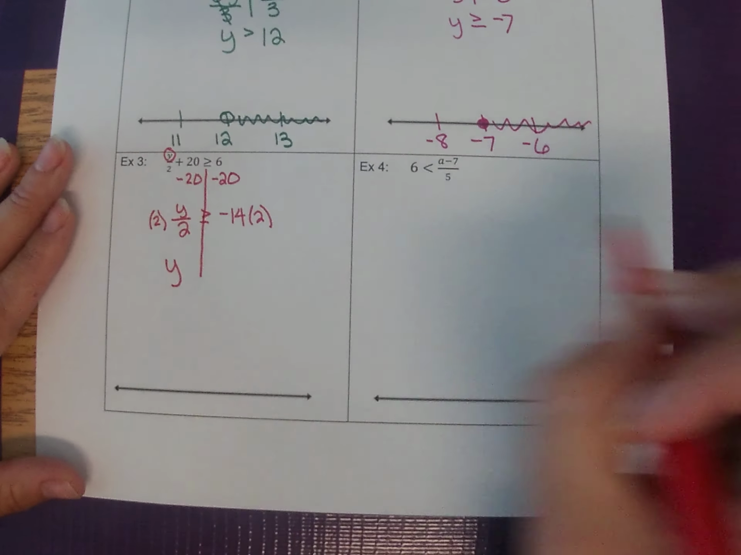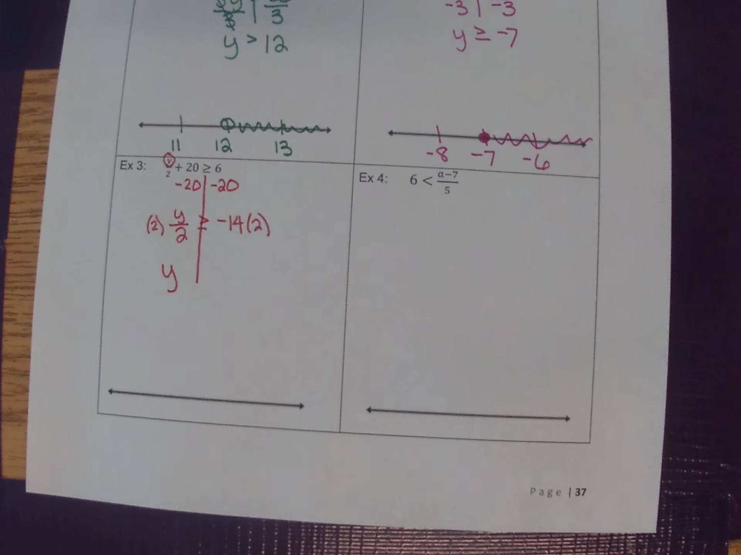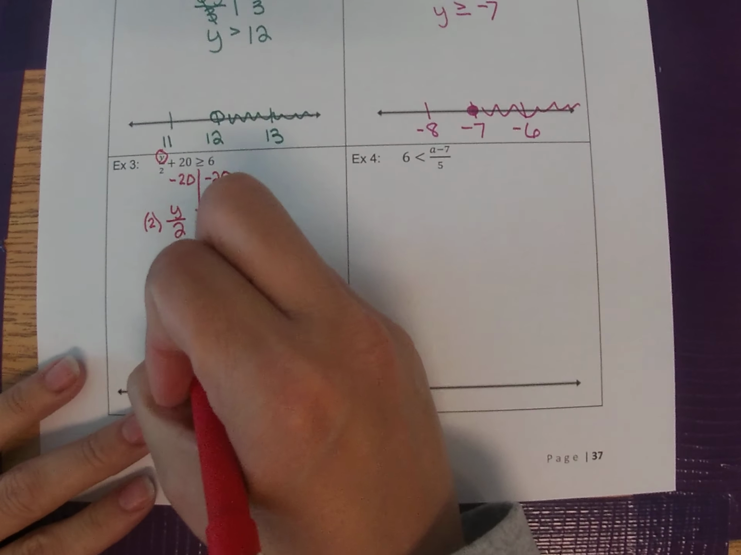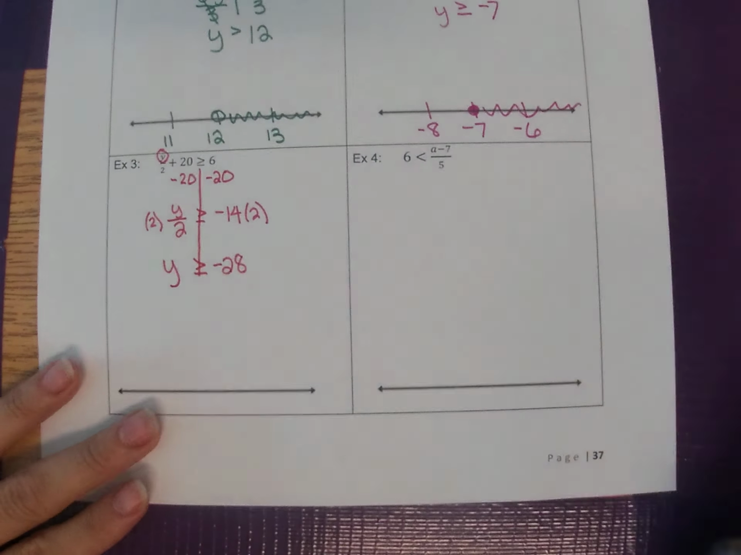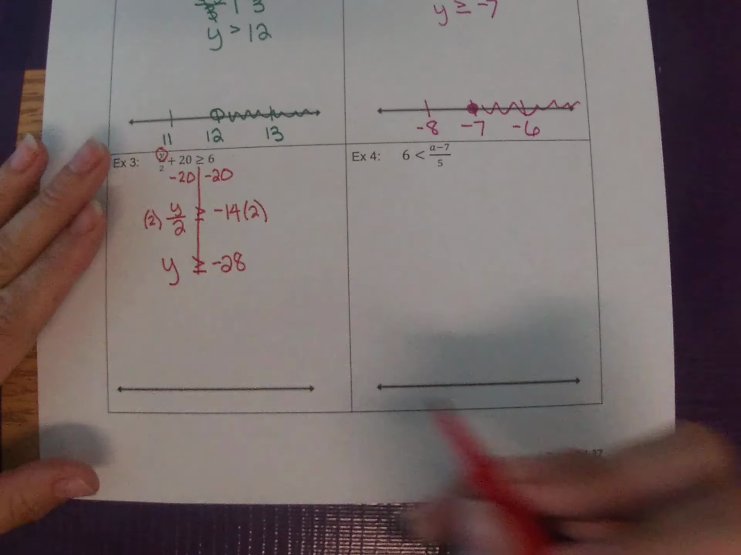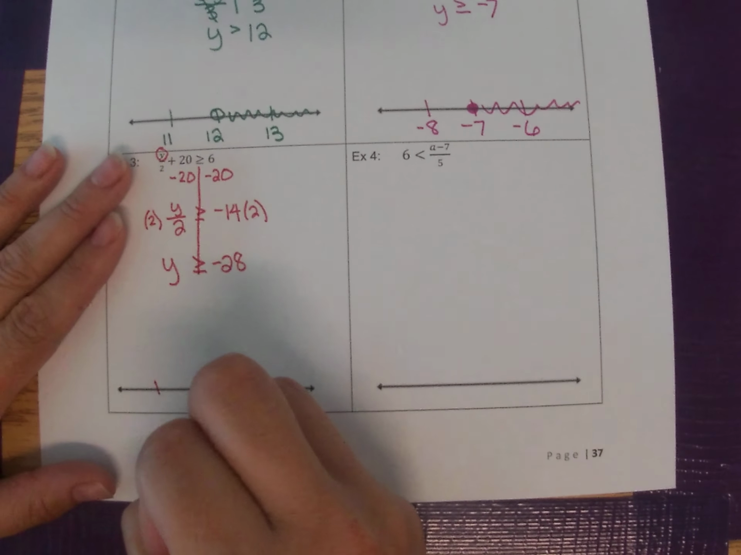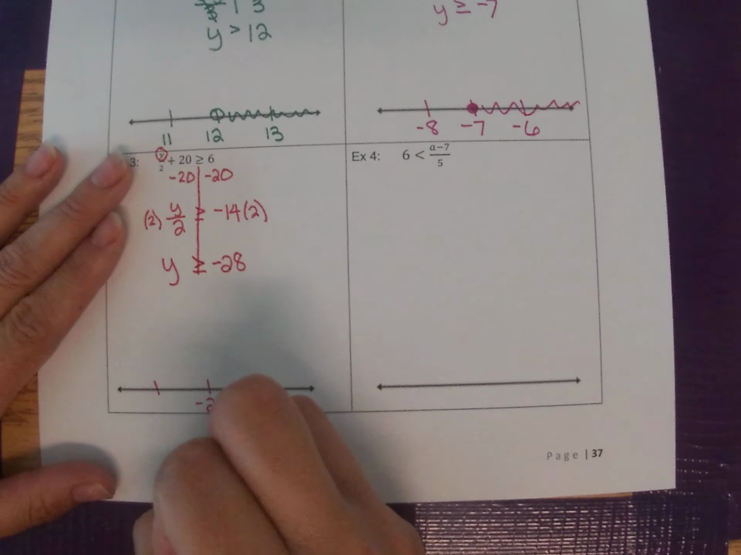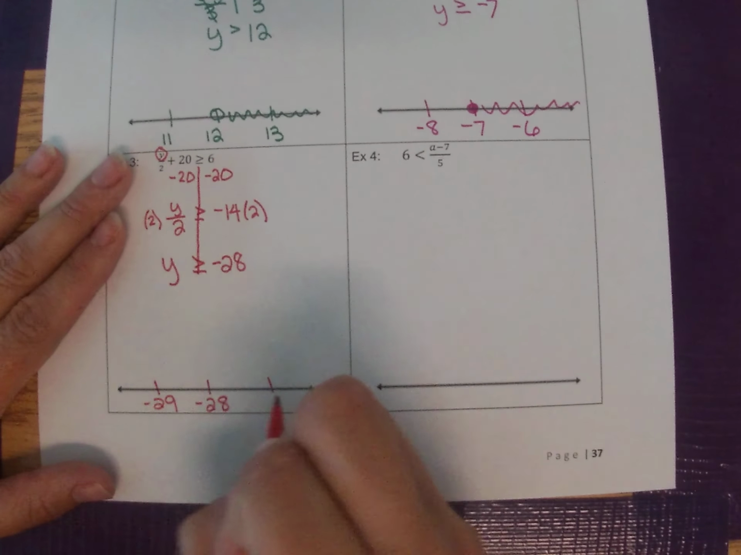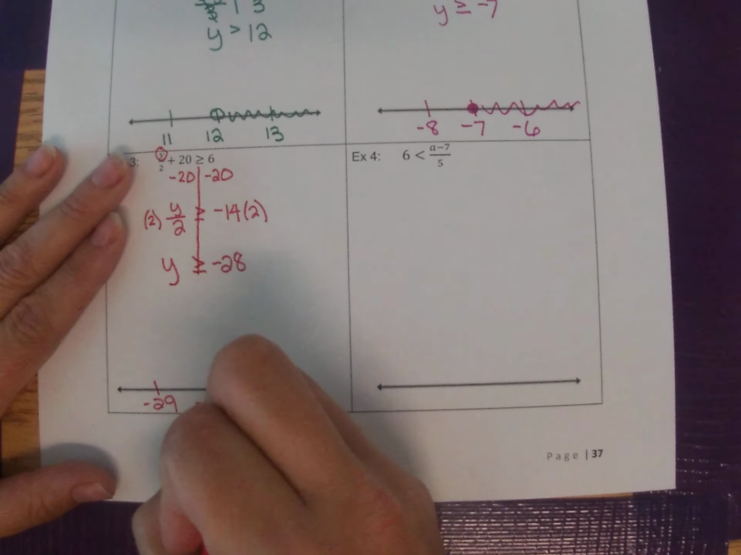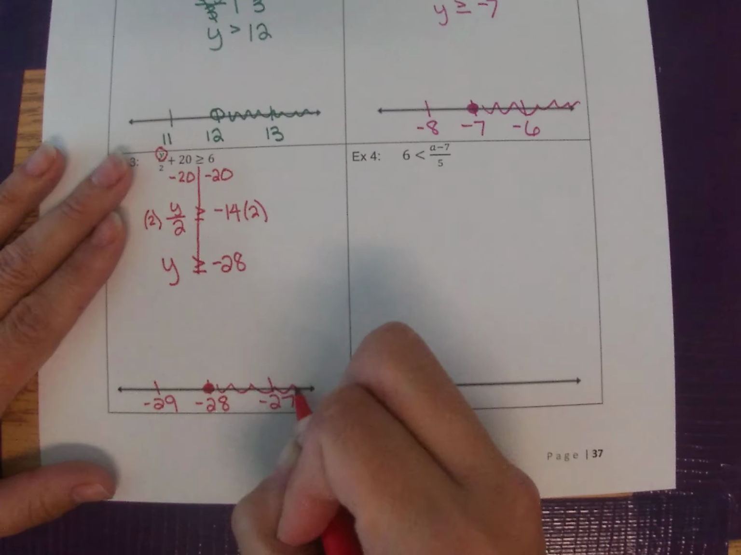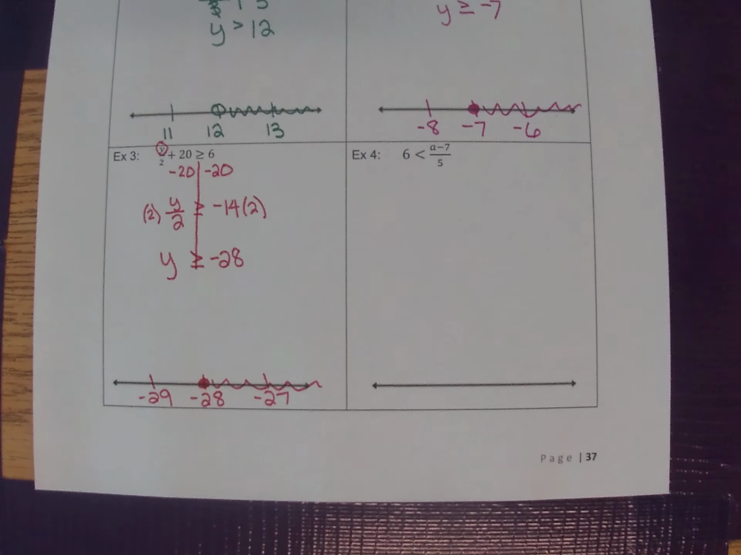Now this is that tricky one we were talking about. There is a negative involved, but it's not the number we're multiplying by. It's not the number we're moving, so the sign does not flip. We'll get y is greater than or equal to negative 28. So if I go to graph this, solid circle and shaded to the right.